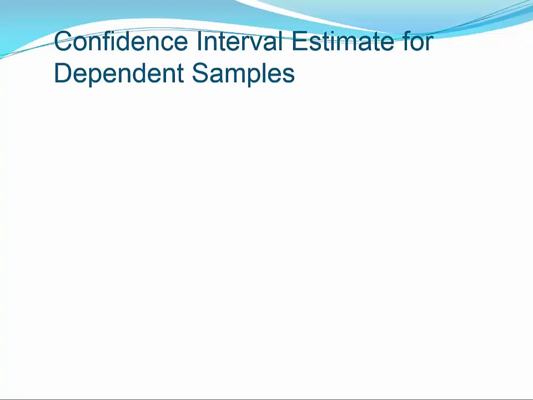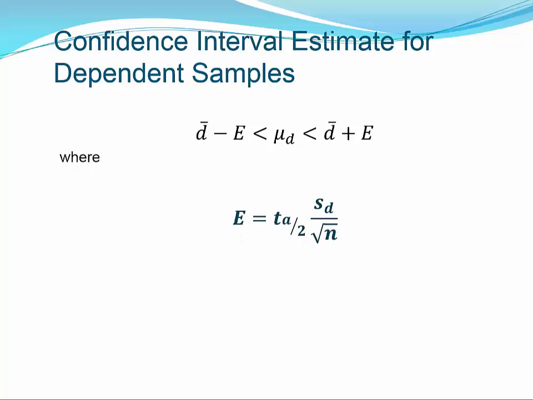Now let's look at a confidence interval estimate for dependent samples. This is the format for a confidence interval estimate. It's d bar minus e is less than mu sub d is less than d bar plus e, where the margin of error e is calculated by taking the critical value t. So this right here is not a test statistic, guys. This is a critical value. It's the same critical value that we use for our hypothesis test.